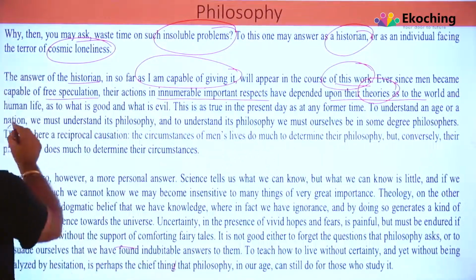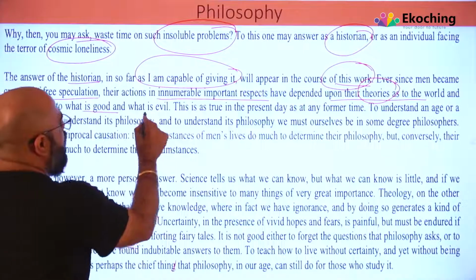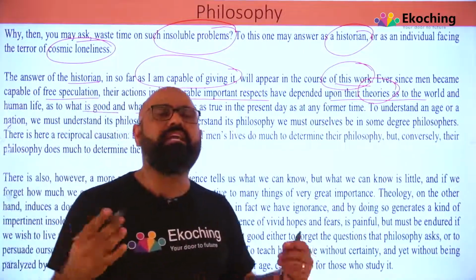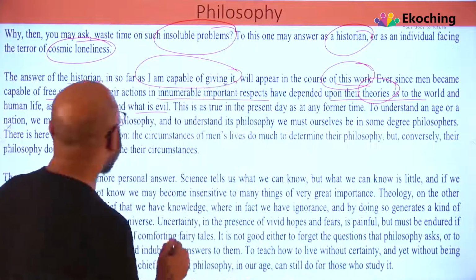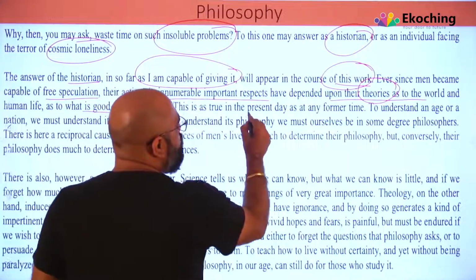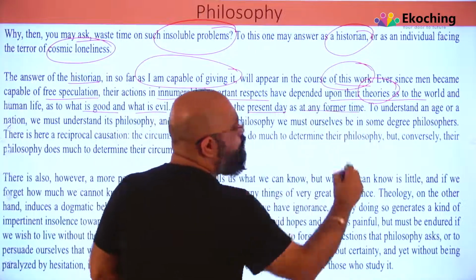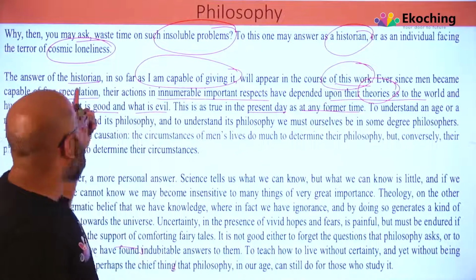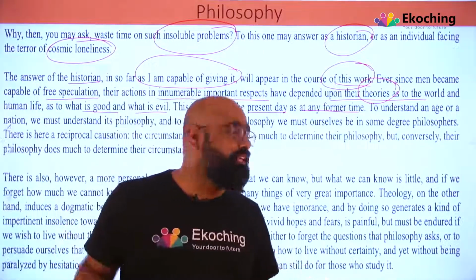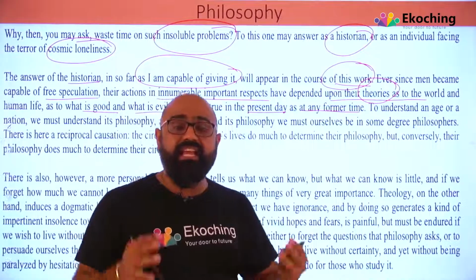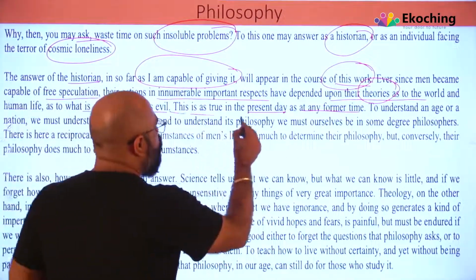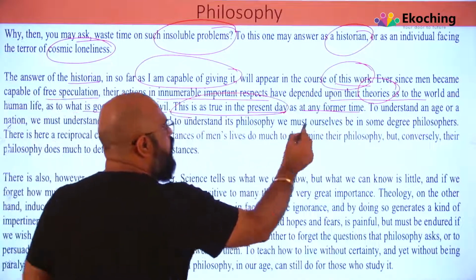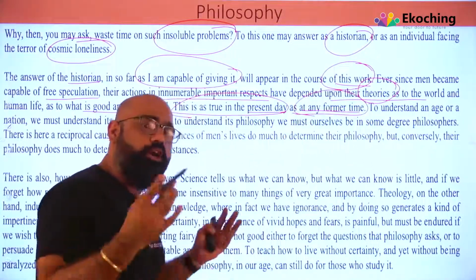What theories they believe in, their actions depend on that, and human life, as to what is good and what is evil. What exactly is good, what is evil. So based on these theories, their actions are there. This is as true in the present day as at any former time. Since the time we started speculating, there are many explanations, and this is true in the present day also, and it was true in the former time also.